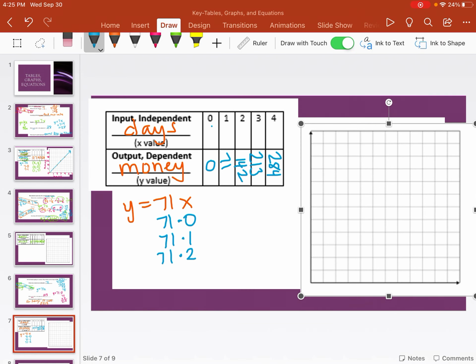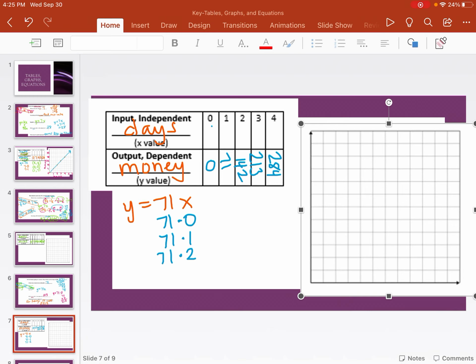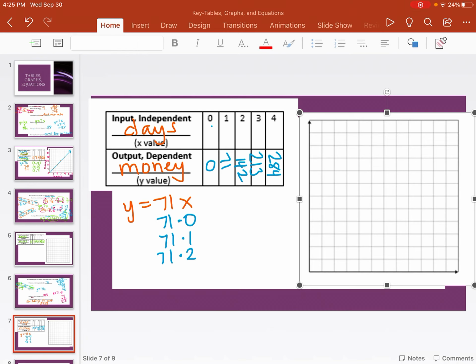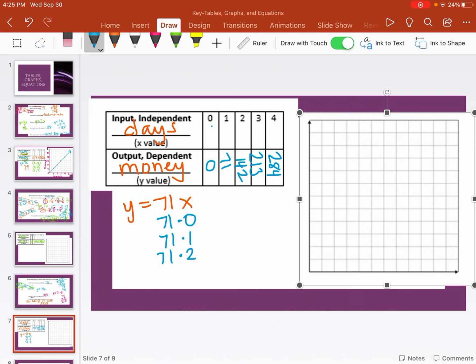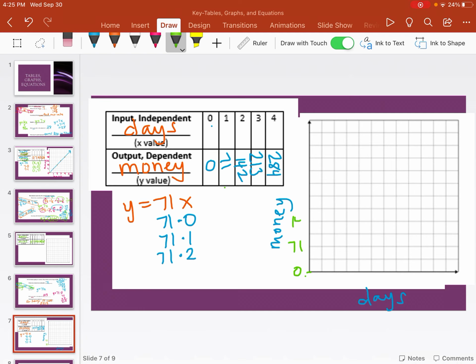Now let's talk about this graph real quick. Actually, here, let me move that up a little bit more. So our dependent is going to go up the side. Our independent always goes across the bottom. That's our x. So days is going across here, and money up here. Again, they didn't give us any numbers, so that makes it easier. We can skip count by the unit rate. So here's my 0, and then 71, 142, 213, 284, and so on.